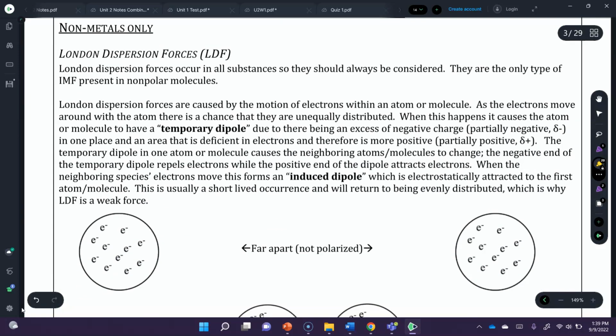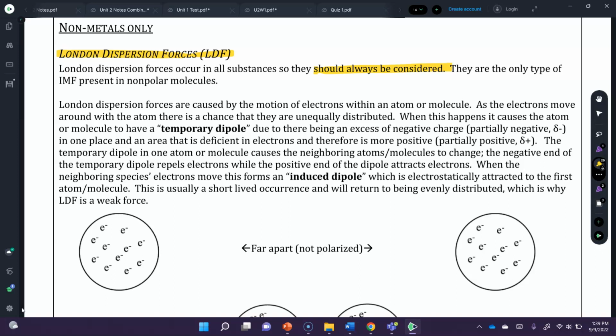So if we look at nonmetals only, we have London dispersion forces. London dispersion forces occur in all substances, so they should always be considered. They are the only type of intermolecular force present in nonpolar molecules. When we say nonpolar, everything has intermolecular forces of some persuasion. They can be very weak or they can be very strong. If it is a nonpolar molecule, the only one present is the London dispersion force.